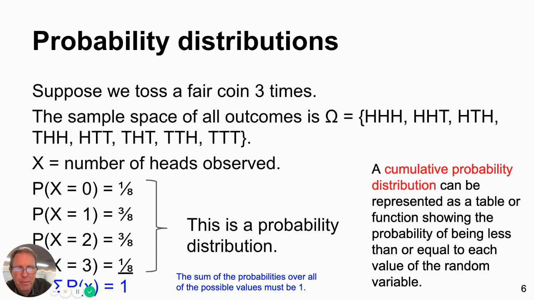A cumulative probability distribution can be represented as a table or a function showing the probability of being less than or equal to each value of the random variable. I haven't drawn a cumulative probability distribution here. I've just drawn the probability distribution, but the same principles would apply that you learned back in chapter 2 with regard to ogive charts.